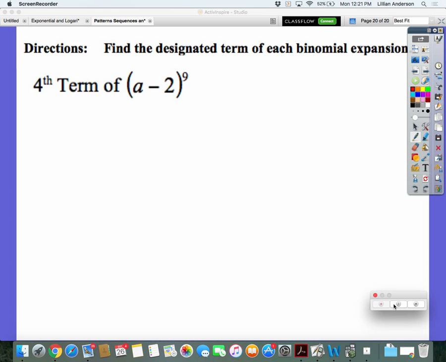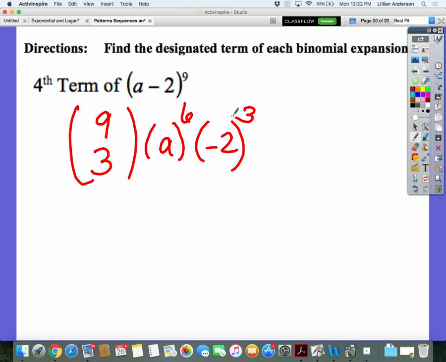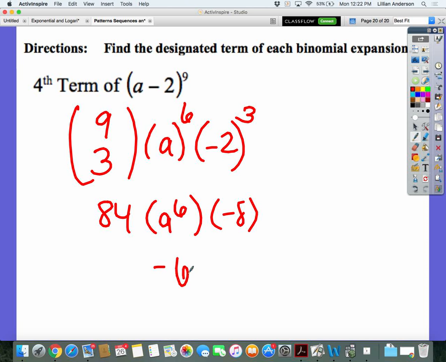Calculator. Oh, the 4th. Oh, yeah. 9 should have been the top, and if you're looking for the 4th term, that means it should be combination 3. And because, remember, your first coefficient is counting down, this one should have been the 6, and this one here should have been the 3. So this would have been 84 times 8 to the 6th times a negative 8, and you should have gotten a negative 672.